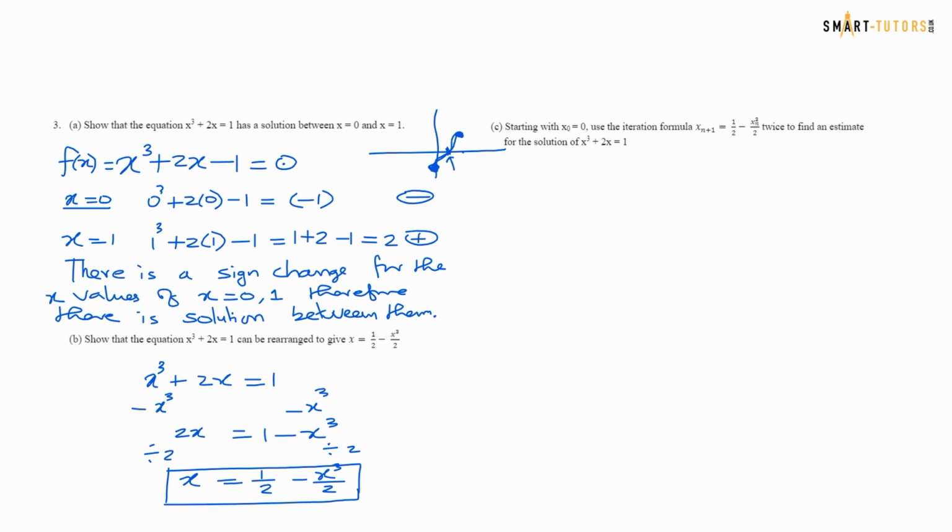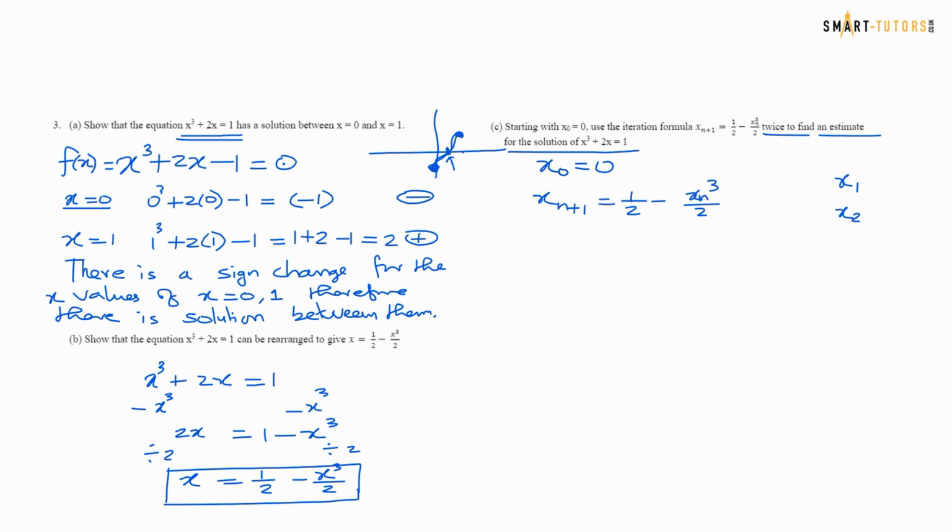Question C: the starting value is given, x0 equals 0. Use the iterative formula x(n+1) equals half minus xn cube over 2 twice. So you need to do it two times, finding x1 and x2, which is more than enough, and estimate the solution of the equation in part A. You do the normal steps of the iterative process twice, then you get an answer for x2, which is the estimated solution for the previous equation.